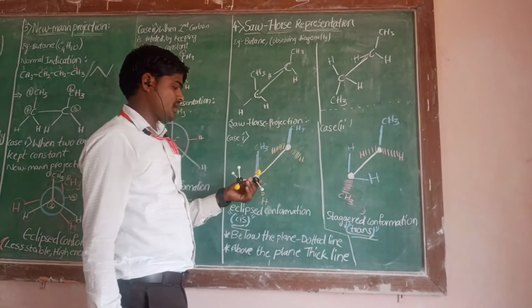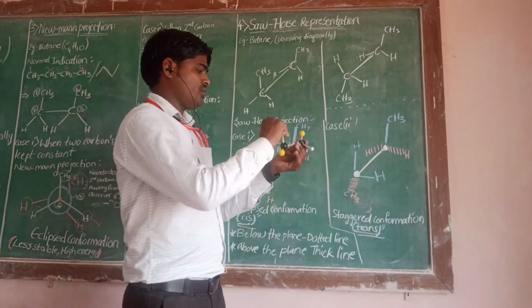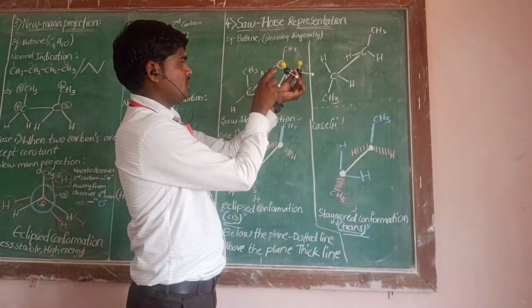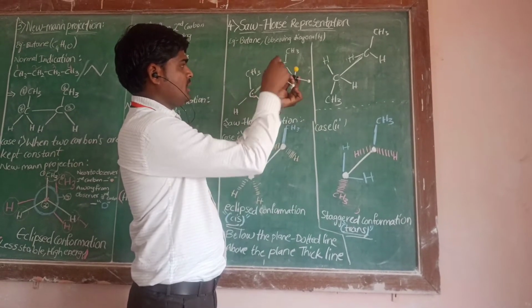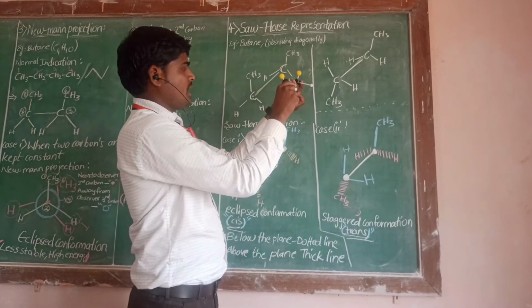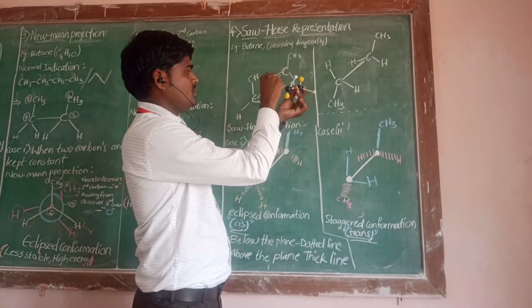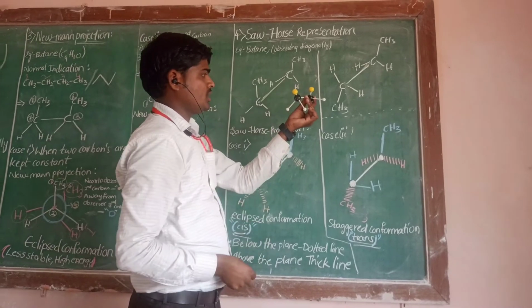So this is Saha's representation. The first one is the eclipse conformation, and this is the view of the observer. The eclipse conformation is less stable than the trans or staggered conformation. This is the staggered conformation, and this is the eclipse conformation.